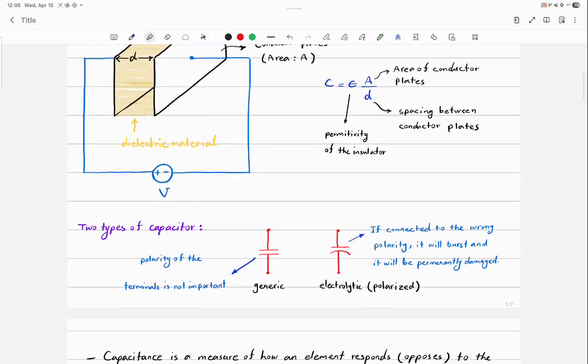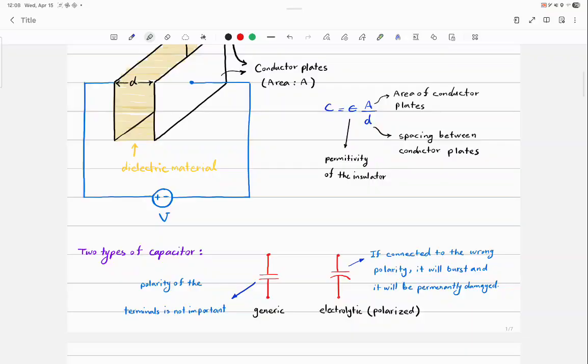One more conceptual thing about capacitors is that we usually have two types of capacitors in practice, in experiments. One class of capacitor is called generic, meaning that however you place them in your circuit, with whatever polarity you choose, you can put it this way or the opposite way, it doesn't matter. You're going to get the same result.